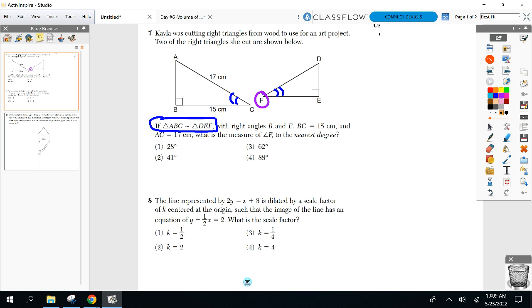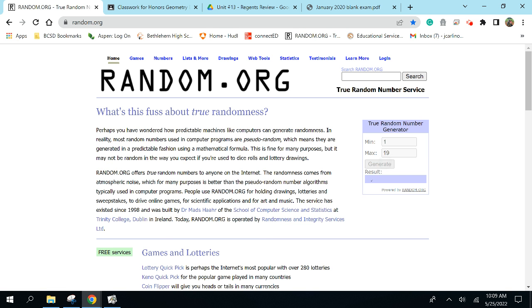All right. The only way we're going to find what it is to the nearest degree is we're going to need SOHCAHTOA. Right triangles. All right, I can use SOHCAHTOA. What's the 15 and the 17? Opposite, adjacent, hypotenuse. Give me some labels here.